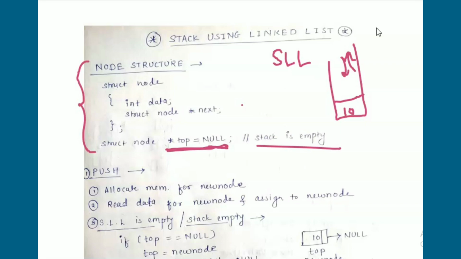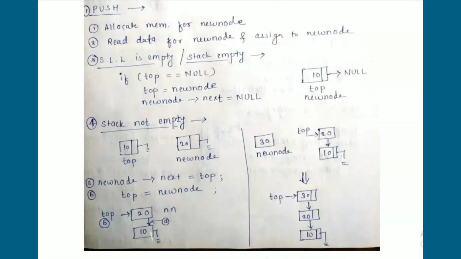Let us start with the first operation, that is the push operation. When I want to perform the push operation, that is inserting data into the stack, first I need to create a node. For creating a node, I am going to allocate some memory for that node. After that, I will read the data for the new node and assign the data to that new node. When you want to perform the insertion operation, or we can say the push operation, there are two possibilities. Case one is that your linked list is empty and you want to perform the push operation. Second is that your linked list, or we can say the stack, is not empty and you want to perform the push operation. Let us start with the first case.